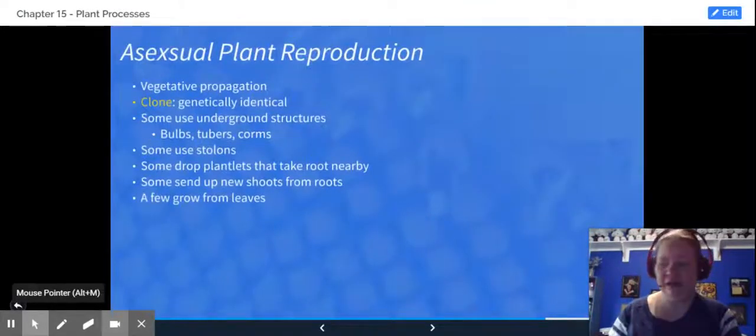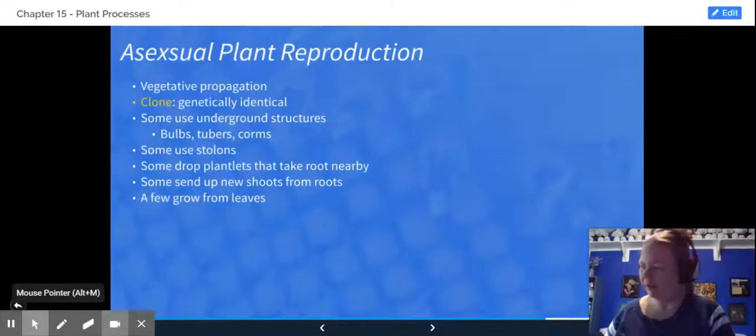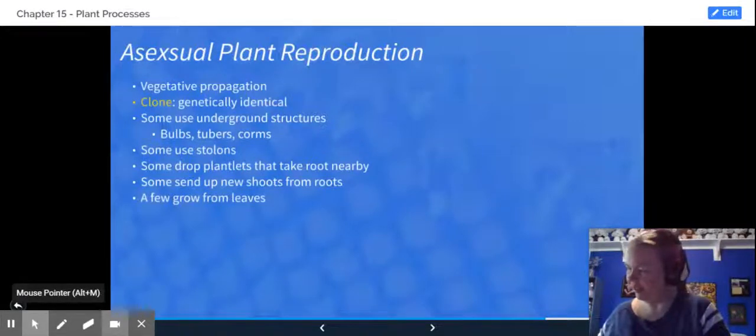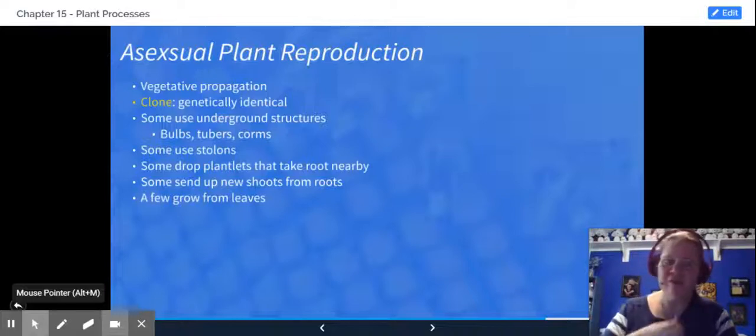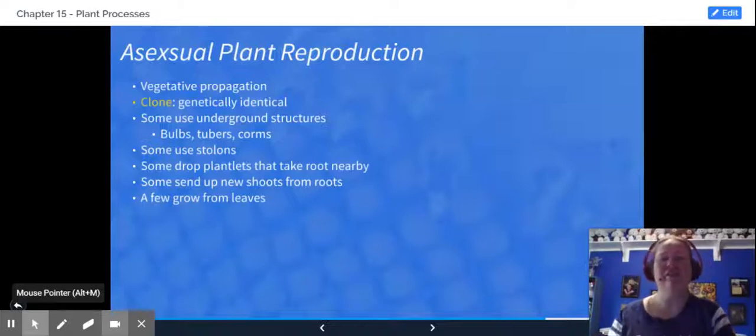Okay. All right. So now dealing with plants wisely. Okay. So asexual reproduction of plants is called vegetative propagation. Okay. Essentially, this means the plants are genetically identical to each other. They are clones in a sense. Okay. They can sprout from them. They grow from them. As long as they're genetically identical, it's considered vegetative propagation. Okay. Underground structures are called bulbs, tubers, and corms.